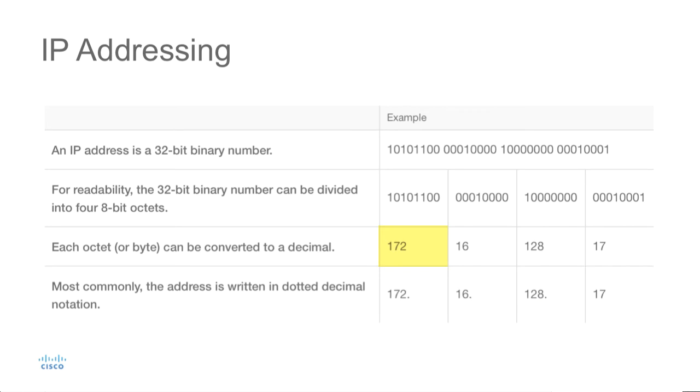If we were to do the same with the next octet, we'd get a value of 16, with the following octet a value of 128, and with the last octet a value of 17. So each octet has a decimal value. We separate that value with a decimal point: 172.16.128.17. A much easier number to remember and a much easier number to communicate as opposed to a binary value.